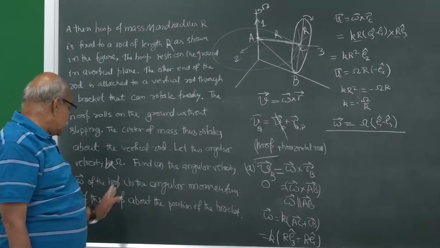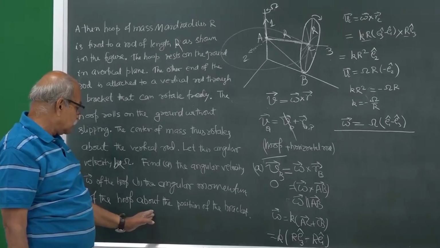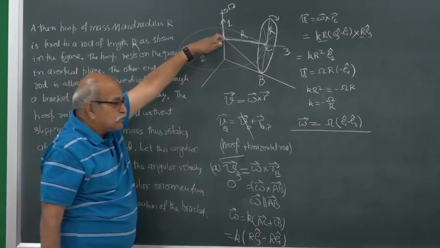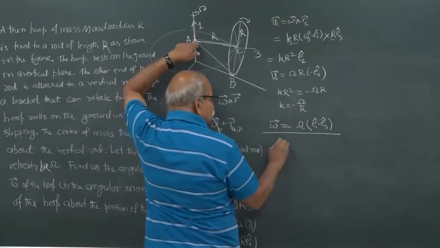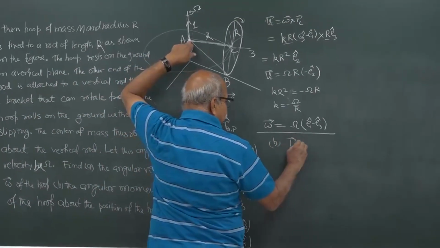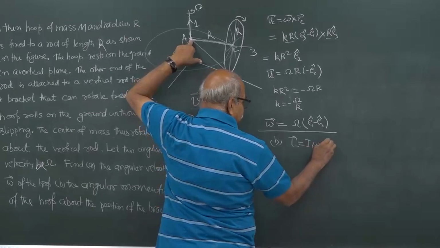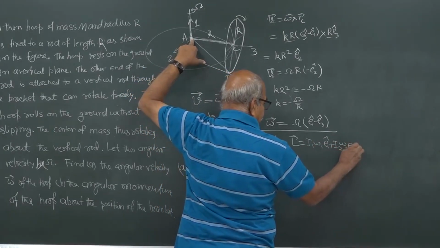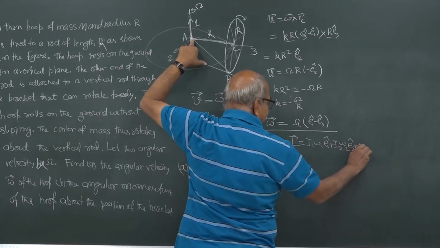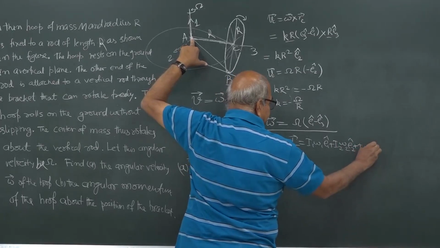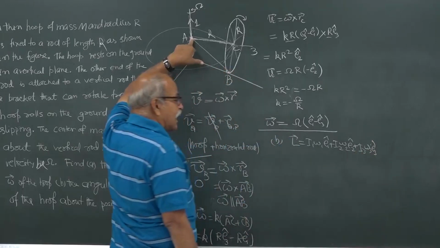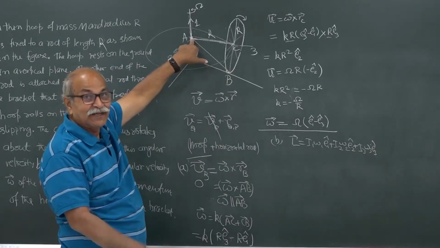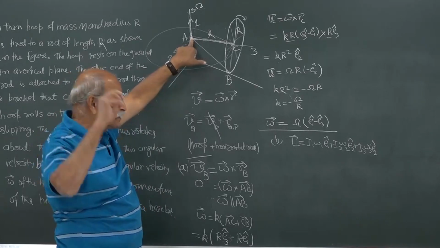The angular momentum of the hoop about the position of the bracket. So, I need angular momentum here. So, you know what it is? Angular momentum is I1 omega 1 E1 cap plus I2 omega 2 E2 cap plus I3 omega 3 E3 cap. You have to make sure that your axes are a principal axis system, then only you can write this, otherwise that 9 components matrix will come.